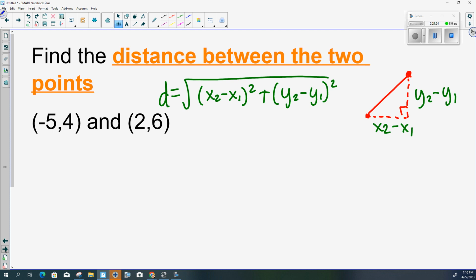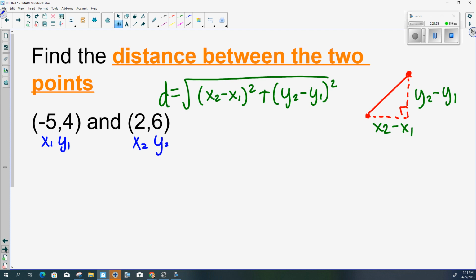Okay, so this is how you find that diagonal distance. A squared plus B squared will equal that distance squared. So it starts out the same as the other midpoint. I call my first ordered pair x1, y1, and I call my second one x2, y2.